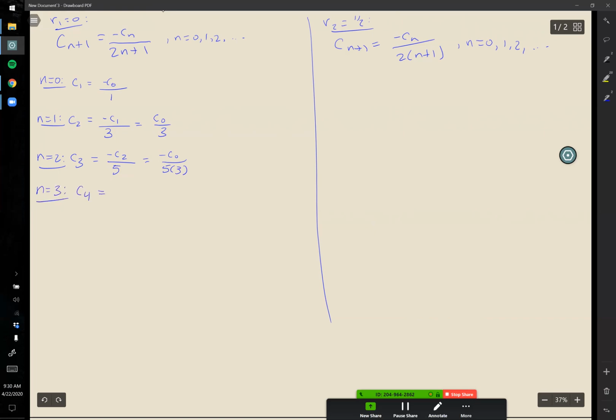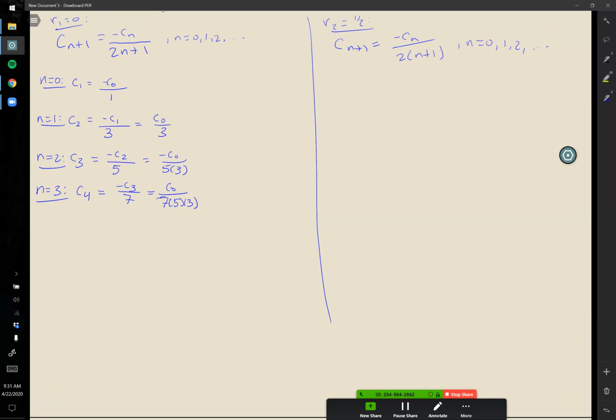C4 is going to be negative C3 over 2 times 4, which is 8, plus 1, 9. But that's going to be negative, negative, positive, C naught over 9 times 5 times 3. Did I do that wrong? Is it 7? It's 7. Whoopsies. Okay, like that. So you can kind of see the pattern.